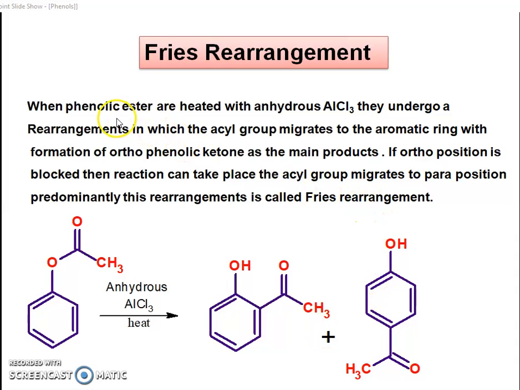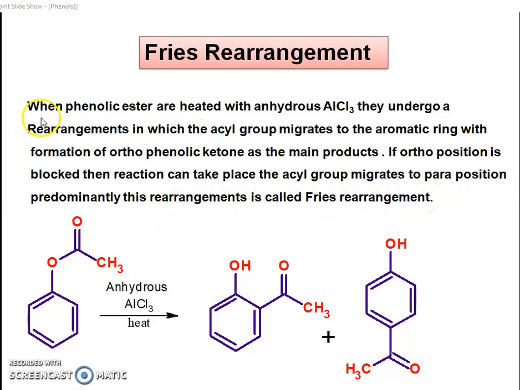When phenolic esters are heated with anhydrous aluminum chloride, they undergo rearrangement in which the acyl group migrates to the aromatic ring with the formation of ortho-phenolic ketone as the main product. If the ortho position is blocked, the acyl group migrates to the para position predominantly. This rearrangement is called the Fries rearrangement.